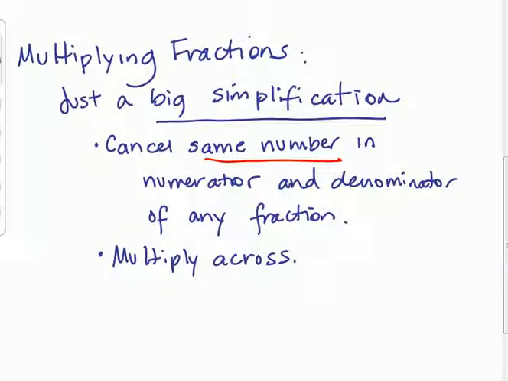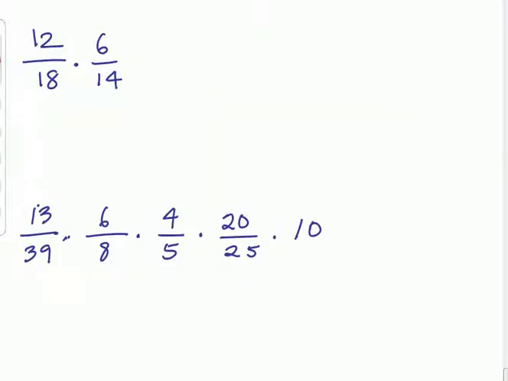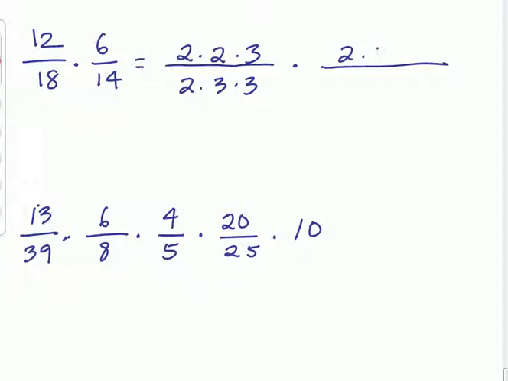Okay, let's take a look at some examples. On the page I see 12/18 times 6/14. Now I'm just going to ignore for the moment that we could simplify both of those fractions because I just want to show you how this will work. From now on, when I'm doing all of these problems, either simplifying or multiplying, I'm going to use the prime factorization method. So I'm going to take each of these numbers and break them apart into what they're made of. As you know, 12 is 2 times 2 times 3, 18 is 2 times 3 times 3, 6 is 2 times 3, and 14 is 2 times 7.